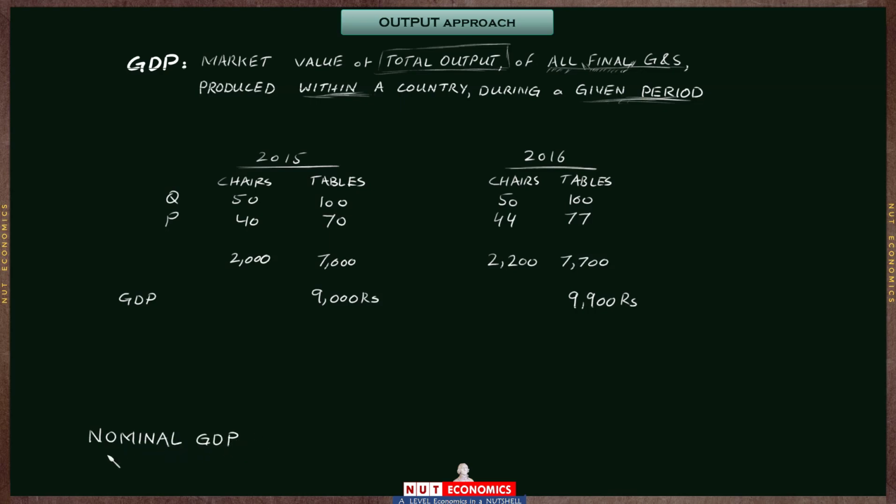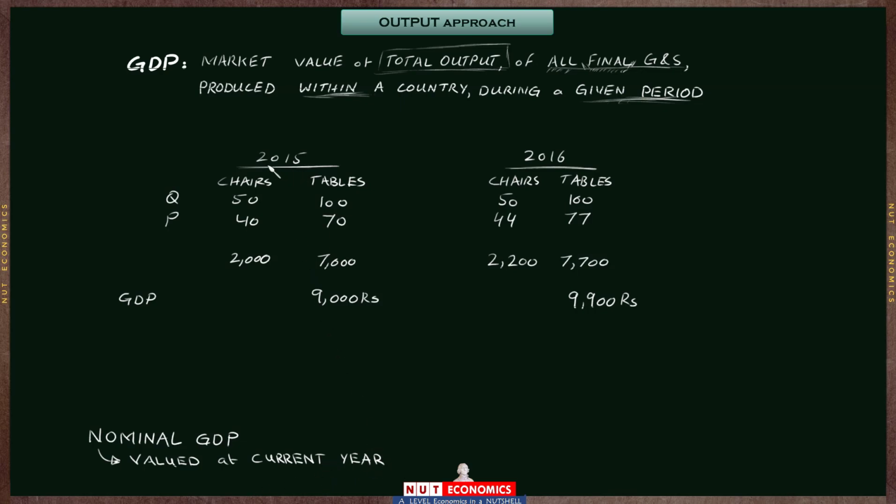Now, a formal or a more useful way of remembering or defining what nominal GDP is, is that we say that nominal GDP is the market value of the total output of all the goods, so all of the supplies, and then we add that it's the market value which is valued at the current year's price. Let me explain what we mean by that. Valued at current year's price.